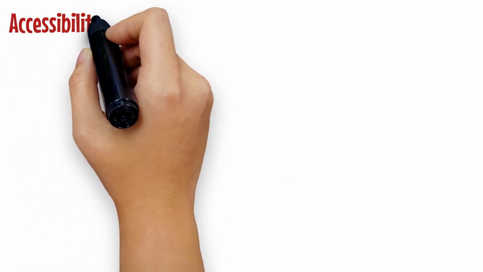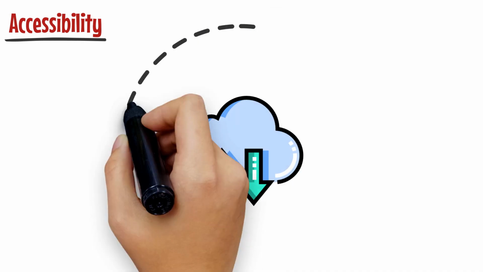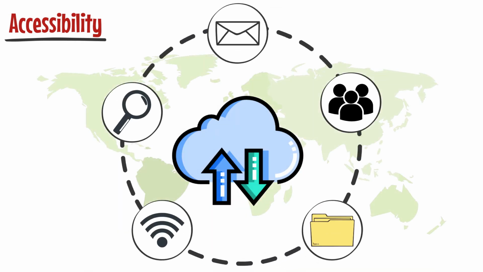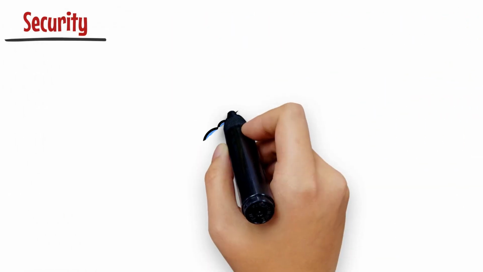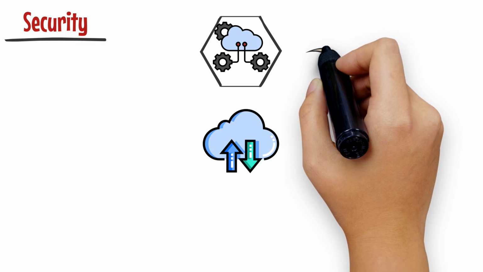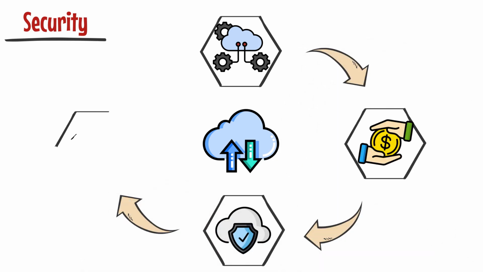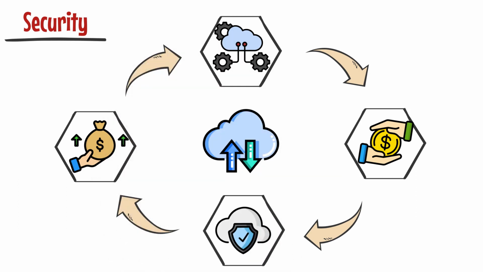3. Accessibility. Cloud computing allows businesses to access their data and applications from anywhere as long as there is an internet connection. 4. Security. Cloud service providers have the resources to invest in state-of-the-art security measures, which can be more robust than what most businesses can afford on their own.